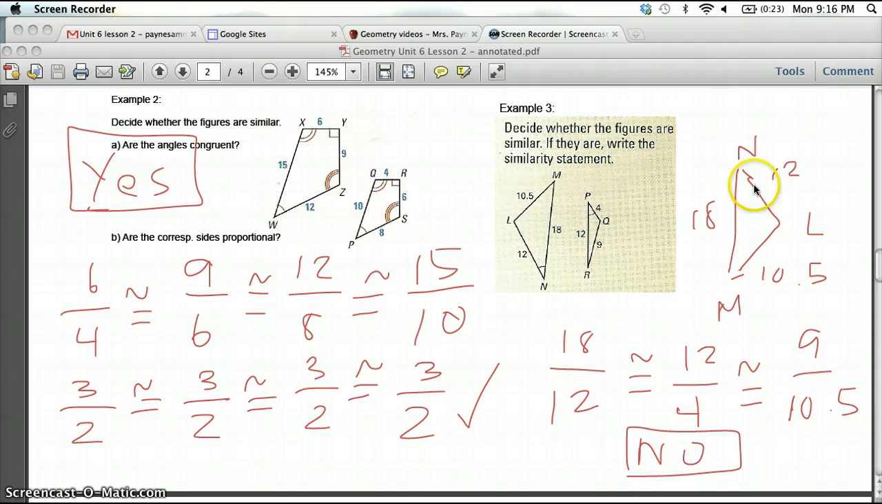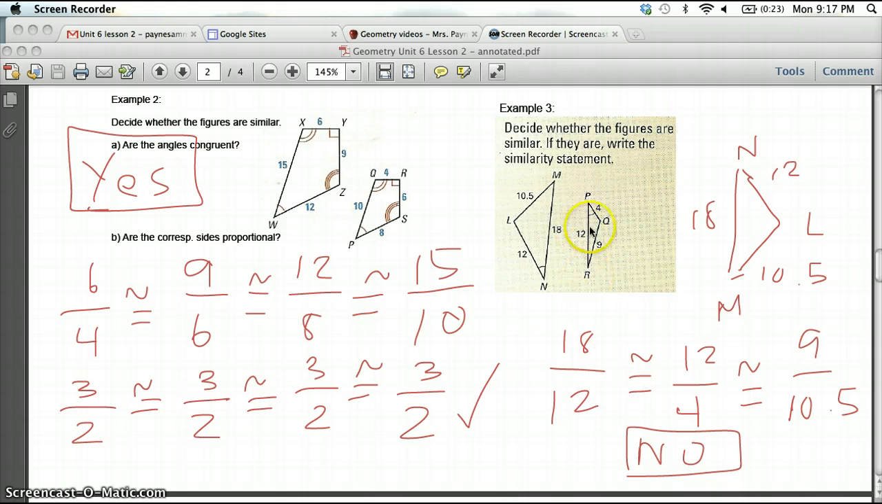So I went ahead and redrew it, and N is actually on the top because N is congruent to P. So we redrew it as N, L, M. N and L is 12, M and L is 10.5, and last, M and N is 18. So let's write our proportions out. PR is going to need to be similar to NM. So that's 18 over 12.